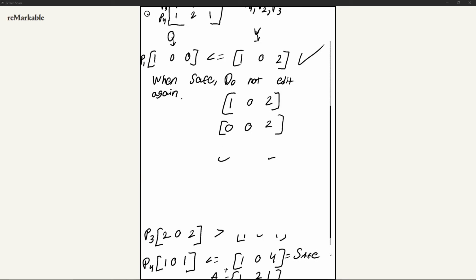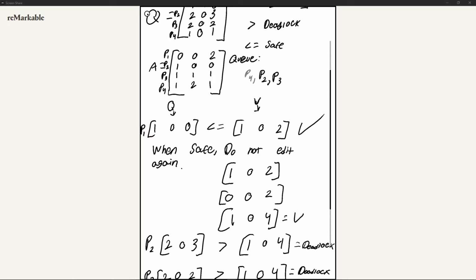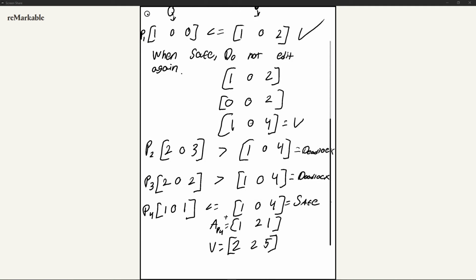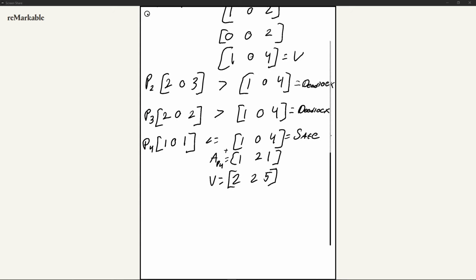So now we can go up here and remove P4 from our queue. But you see there's still P2 and P3 left in our queue after we've been updating V. That means we need to take our brand new V and go back and check P2 and P3 again. Okay. So let's compare P2, which is 2, 0, 3, to 2, 2, 5.